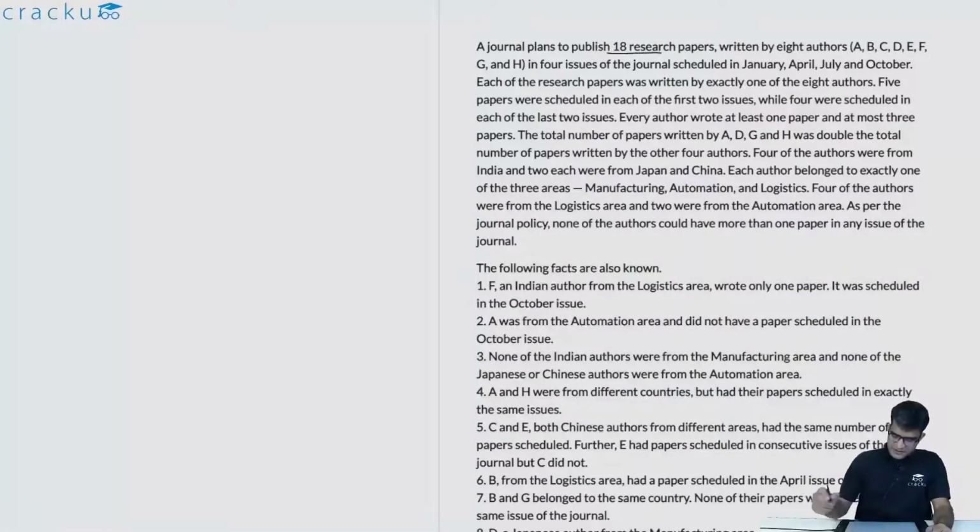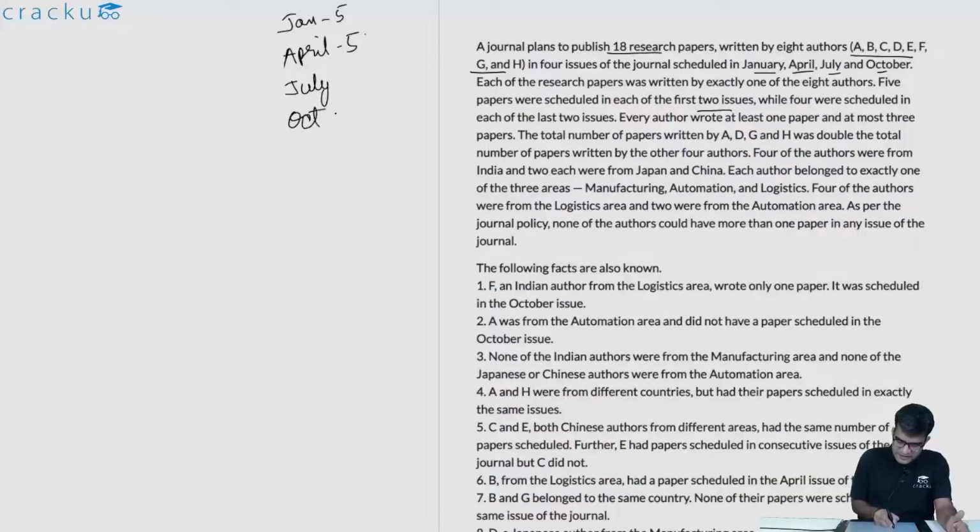In this question, we are told that there is a journal which is publishing 18 research papers, and each one of these 18 research papers is written by one of the 8 authors: A, B, C, D, E, F, G, and H. We are also told that there are 4 issues of this journal: one in January, April, July, and October, that is, in each of these 4 months. We are also told that the number of papers published in the first 2 issues, that is in January and April, is 5 each. And the remaining 2 issues, that is July and October, have 4 each.